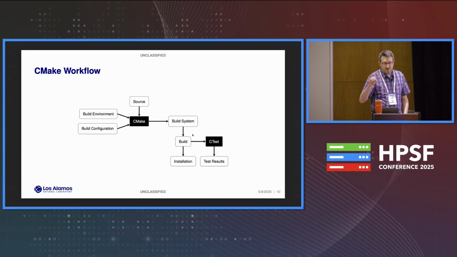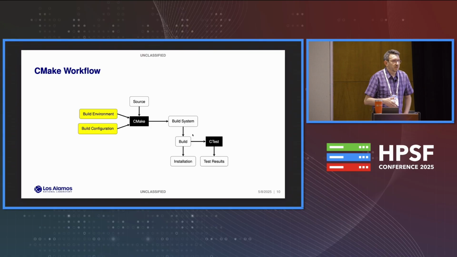Together with the build environment and the build configuration, CMake generates our build system for us. With that, we can then build and test, even install the code, and maybe submit our test results up to CDash. Now, the difficult part about this is the build environment and build configuration. The build environment is all the things you need to build, link, and run your code. And the build configuration is what you inject into CMake to create a compatible build system for that environment.